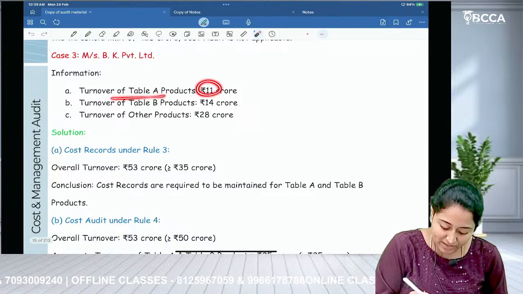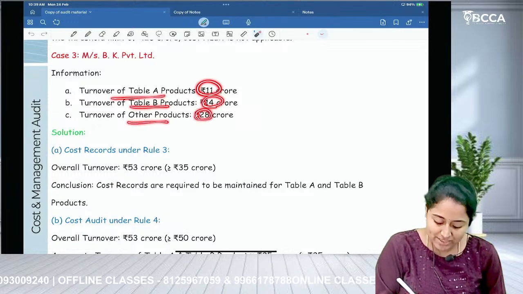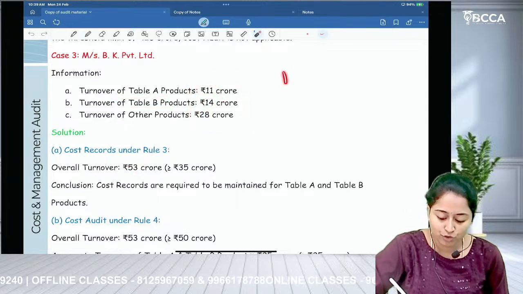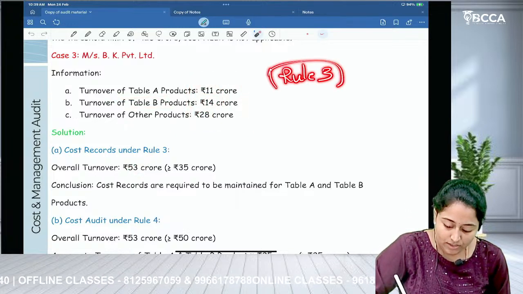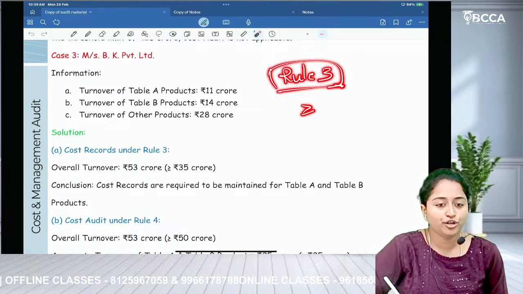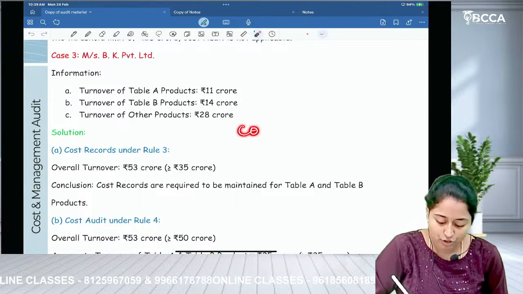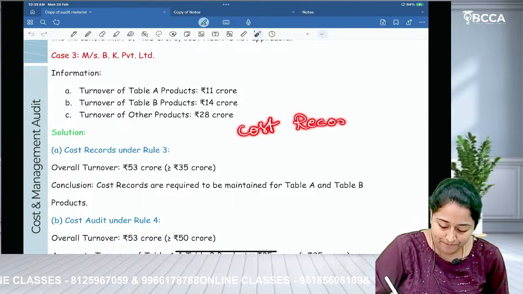Now, coming to BK Private Limited. Table A 11, table B 14, other products 28. Overall, it is 53 crores. So, first rule 3. What is the limit for rule 3? More than or equal to 35 crores. So, it is more than or equal to 35 crores. So, cost records have to be maintained.